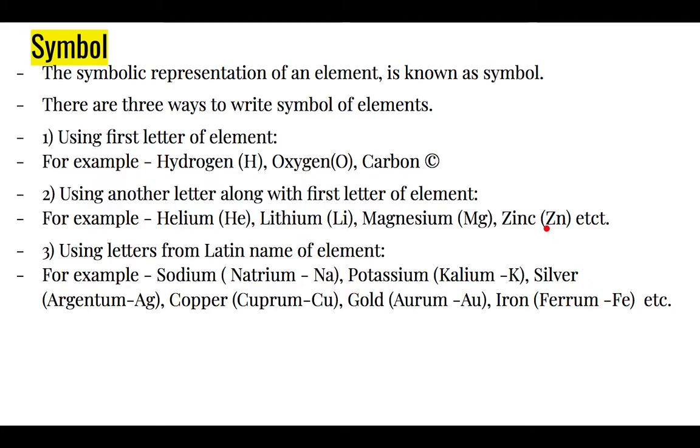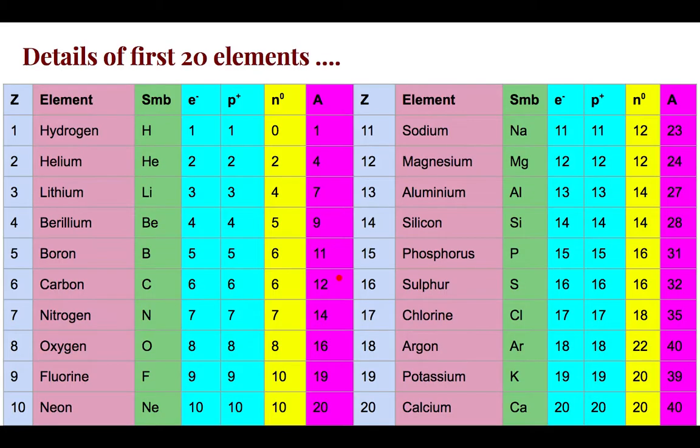Whenever you write a symbol, always remember which letter is capital and which is small. For example, whenever you write only the first letter of the element, there is no doubt, it will be capital. But whenever you take the first letter plus another letter of the element, the first letter is always capital and the second letter is small. In the same way, in the Latin name too, the first letter must always be capital and the second letter must be small.